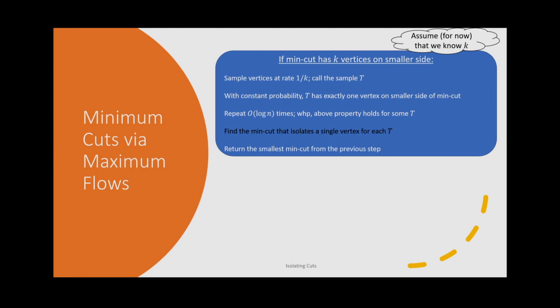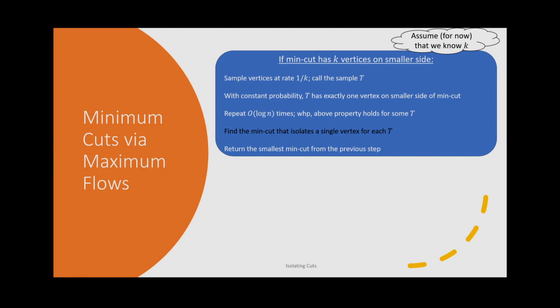In general, I don't know what the value of k is, but for now, just bear with me, assume that k is known. Suppose k were known. If all I really wanted is to find a sample that gets a vertex on the smaller side, I would have to sample vertices at a rate that's about 1 over k. If I do that, then I expect to see one vertex on the smaller side, and if I do this a bunch of times, then one of those samples would have exactly one vertex on the smaller side. So here's what I now propose to do.